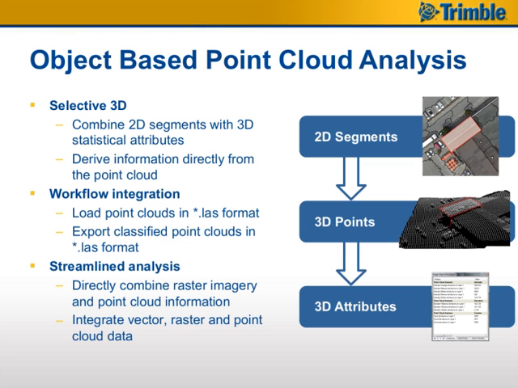In eCognition 8.7, it is also possible to load and export point cloud files now. The new export furthermore supports the classification or reclassification of the given points. Bottom line, with the point cloud features and the point cloud import and export functionality, it is now possible to combine raster images and point cloud information in one object-based analysis workflow.